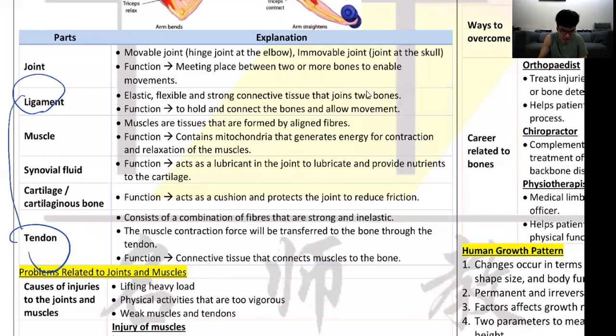You can write this down. Simple. Ligament is to connect bone to bone, whereas tendon is to connect muscle to bone. Muscle to bone. So where is your ligament? You see, this is my elbow joint. I have a ligament here. It's like a rubber band tying between two bones. It's to make your joint stronger.